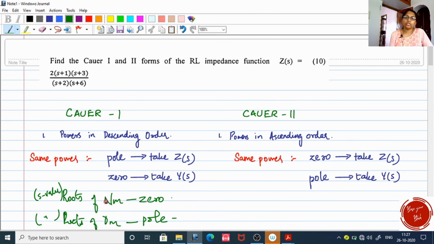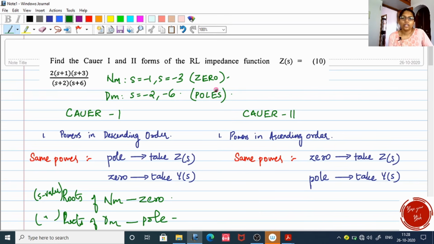Okay. So for this question, in the numerator, the values of s are -1 and -3 for the numerator to be 0. And for the denominator, the values of s are -2 and -6 for the denominator to be 0, isn't it? That means -1 and -3 are called zeros and -2 and -6 are called poles.